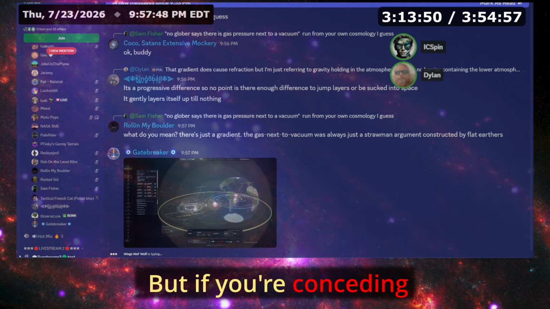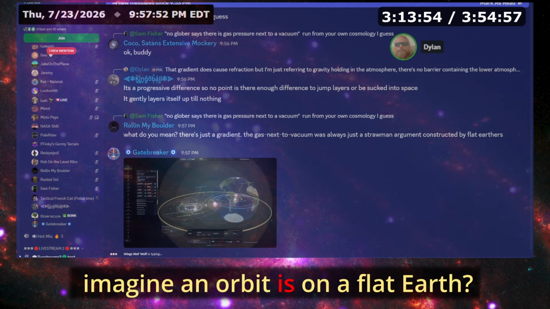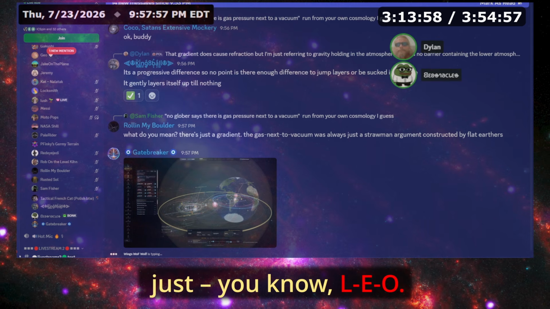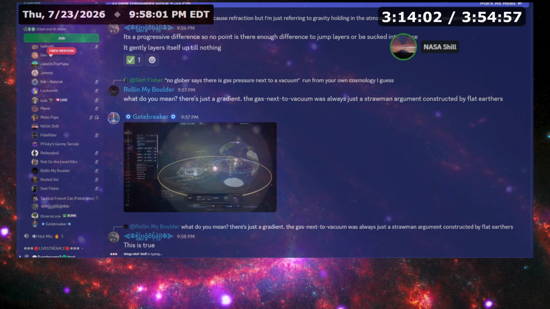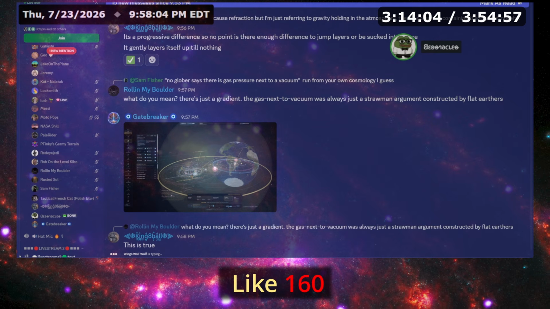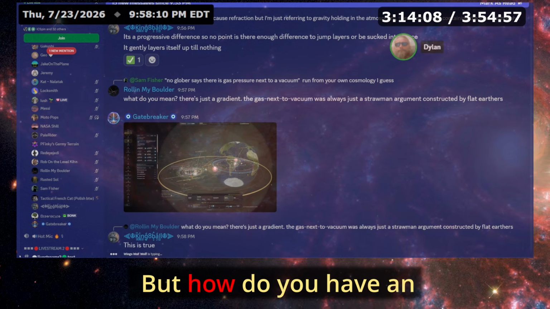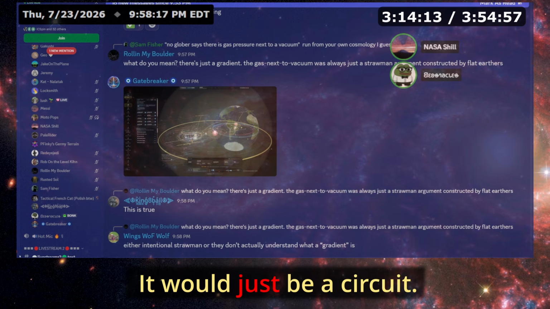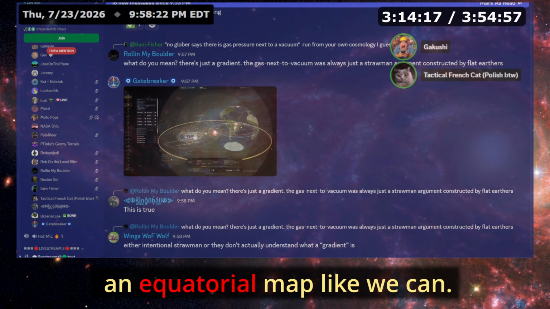Horrible. But if you're conceding that we've been to low Earth orbit, what do you imagine an orbit is on a flat Earth? Dude, low Earth orbit, just LEO. Let's just say it's a distance above the ground. Okay, an altitude. How high? I don't know, what is it, like 160 or something? Up to 1,200 miles is LEO. But how do you have an orbit on a flat Earth? It would just be a circuit. You can track it with an equatorial map, like we can.